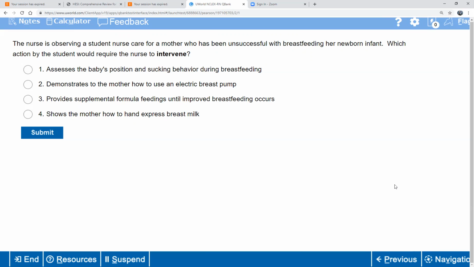Number 3 sounds a bit bizarre to me. Provide supplemental formula feedings until improved breastfeeding occurs. Why does it seem odd? Provide, let me read it again. Provide supplemental formula feeding until improved breastfeeding occurs. Tell me why it seems odd. I can't think why, but I'm just looking at it. Come on, you know why. Tell me why.